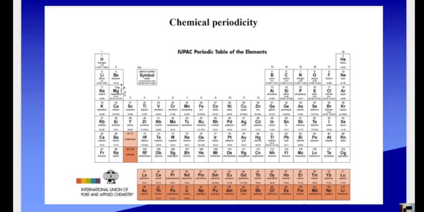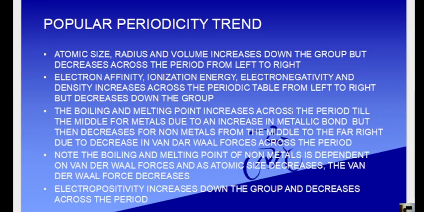So from here to here, there is an increase in the boiling point across the period, going like this. And what is the main reason you have an increase in the boiling point for your metals across the period? The simple reason is because there's an increase in metallic bond across the period.